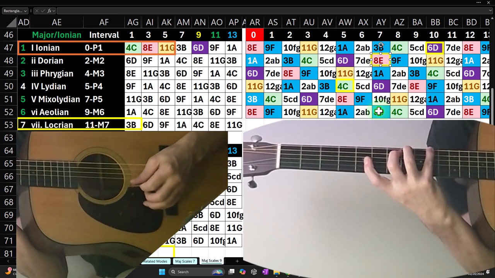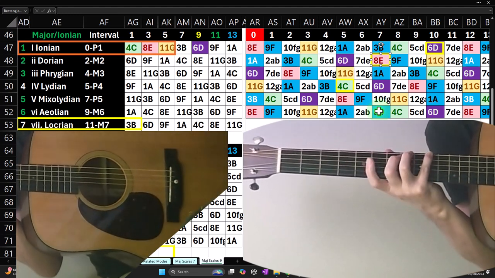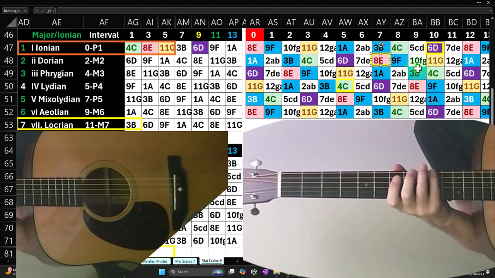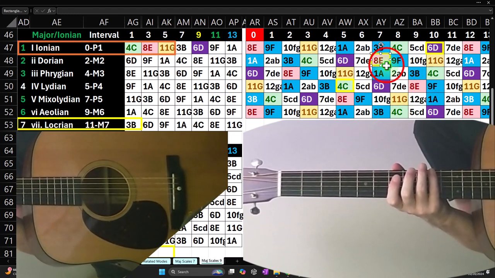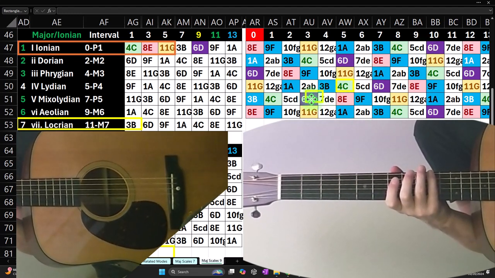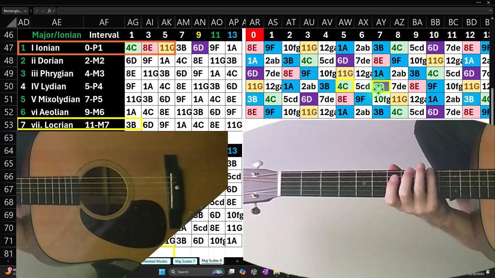And I might be able to get the E under this one. Anyway, it's a bit of a stretch. More than a bit. A bit. Okay, I could do it though. It's not out of reach. And then there's the one right here on this string.